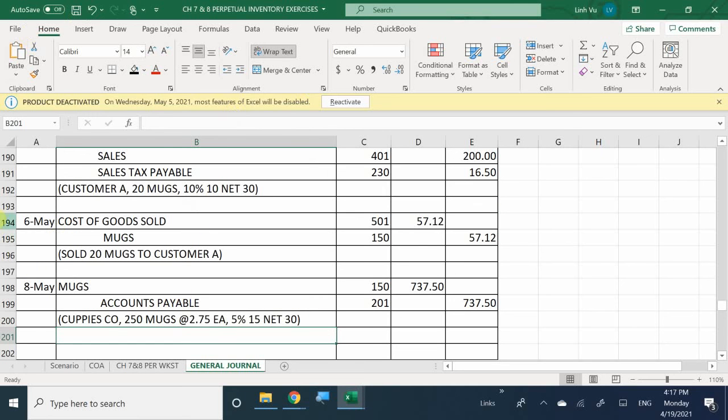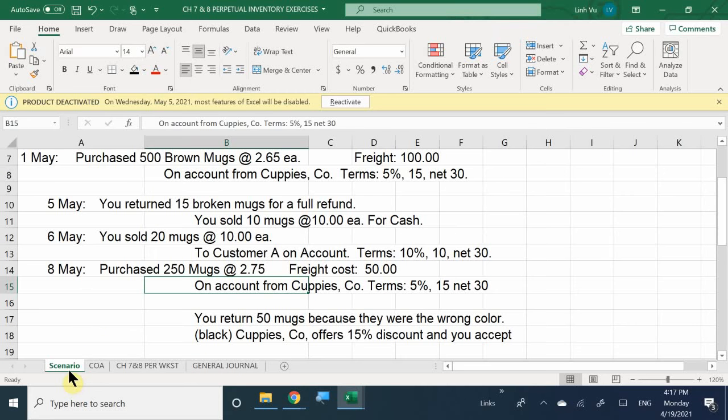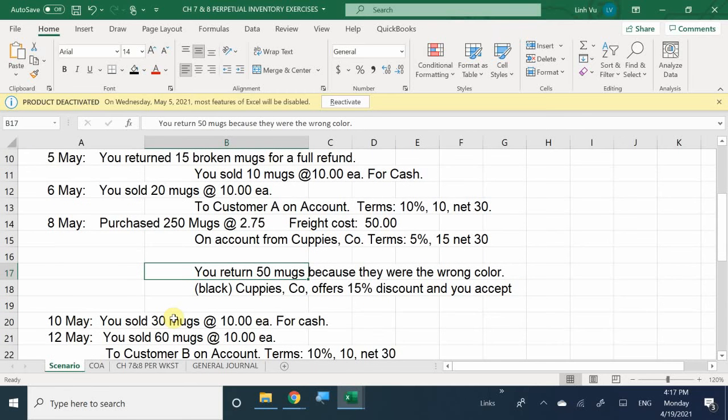So everyone go with me so far? Yes. Okay. So then, what has happened next or on the same day? Returned 50 mugs because they were the wrong color. Okay. Now, did you really return them? No, because they offered you a discount. Okay. Because they said, hey, brown mugs, black mugs, white mugs, what does it matter, right?